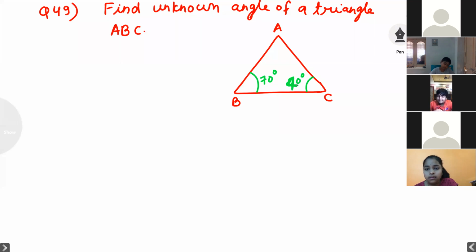This angle is 40 degrees. This is X. Which property will I apply here? Angle sum property of a triangle. I have given two methods to you. One direct method and one step-by-step method. X plus 70 plus 40 is equal to 180, or we can say x is equal to 180 minus the sum of the remaining two angles, right? Firstly, I add whatever angles are there, 70 degrees plus 40 degrees, 110 degrees.